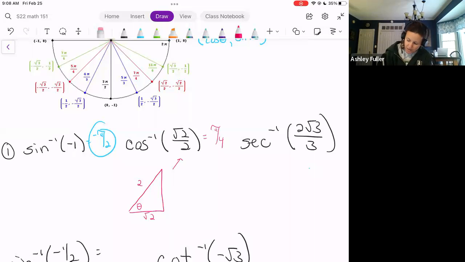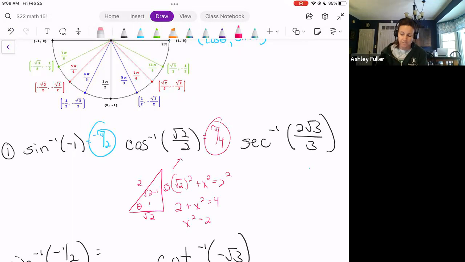And so we can use the Pythagorean theorem to get that square root of 2 squared plus the unknown side squared is going to equal 2 squared, which results in 2 plus x squared equals 4, leaving us with x squared equals 2. So these sides are equal, leaving us with a 1, 1, square root of 2 triangle, which tells us it is pi over 4.